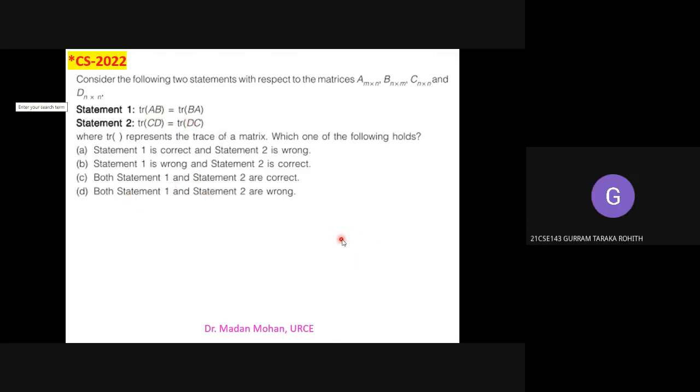Both are right, sir. How? How do you know it? I require reason, please, because you have negative marking also. It is not as an MSET. In GATE examination, you have negative marking. Negative marks are there. I require reason, please.